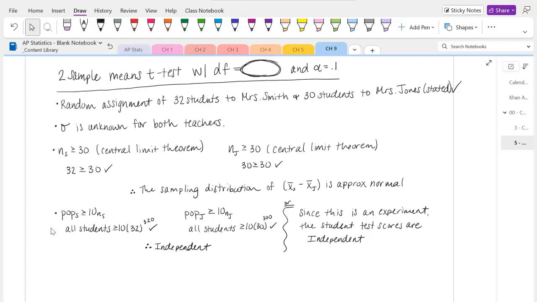Now, as you'll see, when I was trying to figure out if the sampling distribution was approximately normal, I used the central limit theorem that says that n is greater than or equal to 30. And then the last thing was testing for independence. You could test the population greater than or equal to 10n. But then I was also able to say, because this is an experiment, the student test scores are independent. So you can go ahead and do either one.